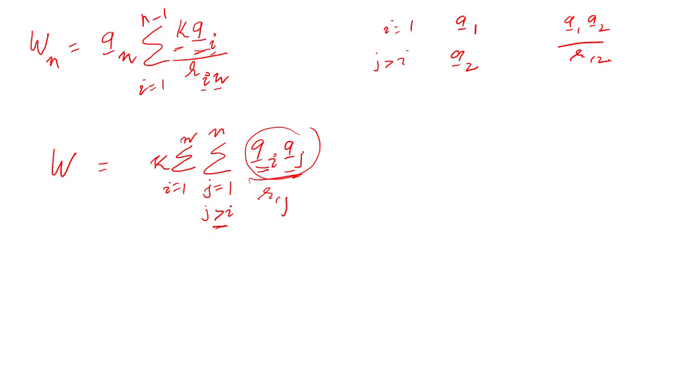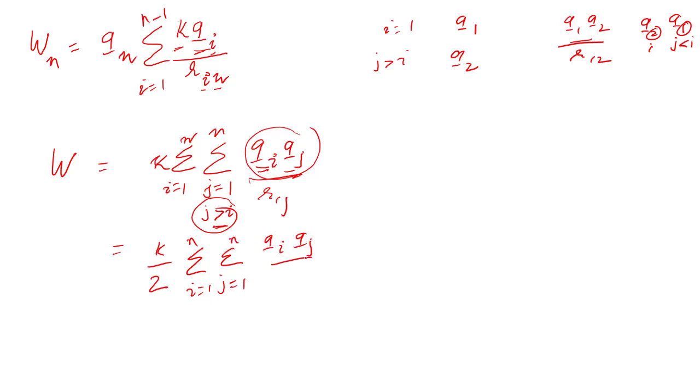So an easier way to sum this up is to remove this constraint. If you remove that constraint, you would be double counting. Instead of just Q1 Q2, you would also do Q2 Q1, because now for Q2 Q1, this j is less than i. So you would just end up double counting. So an easier way to do this is to take half of the sum over i equal to 1 to n, j equal to 1 to n, Qi Qj by Rij.